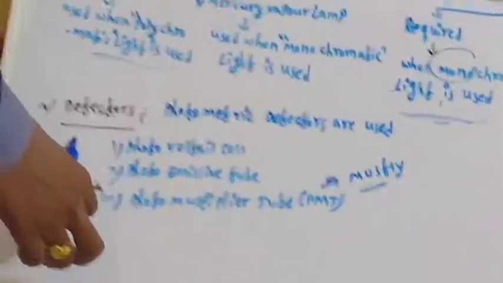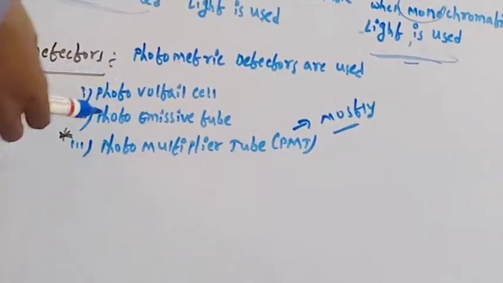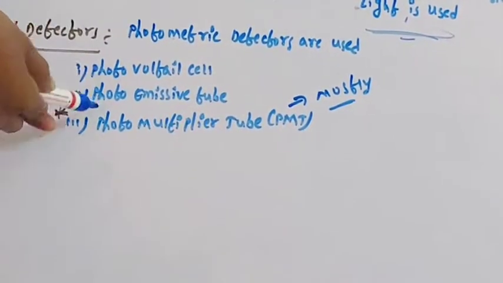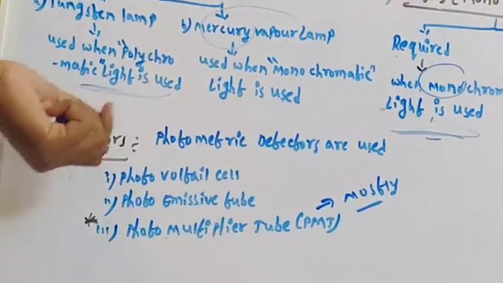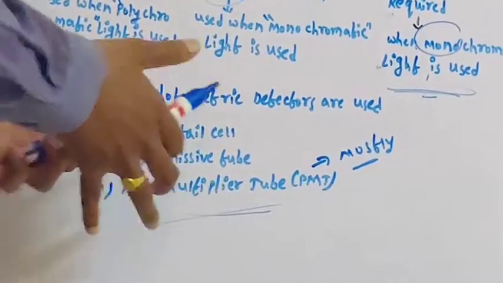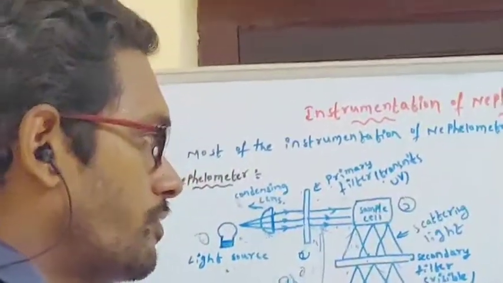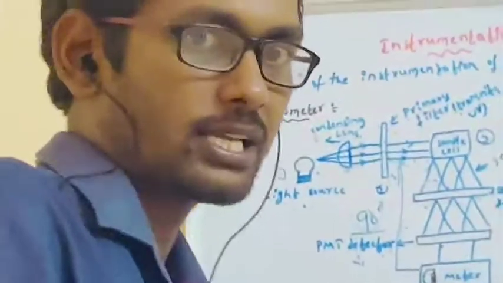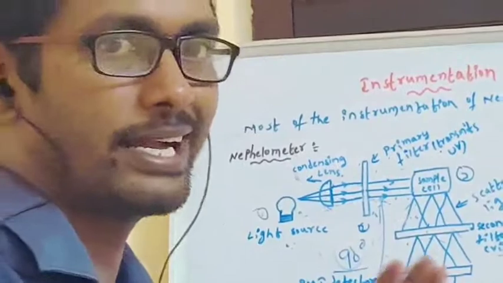Then finally, detectors. Photometric detectors are used in nepheloturbidometry. What are those? The photovoltaic cell, photoemissive tube, and photomultiplier tube. These are the photometric detectors. Among them, the photomultiplier tube is most commonly employed. These detectors I already explained in the UV spectroscopy video; if you go through one of my videos, you can get all the information about the detectors, where I have given a clear explanation about the photometric detectors.